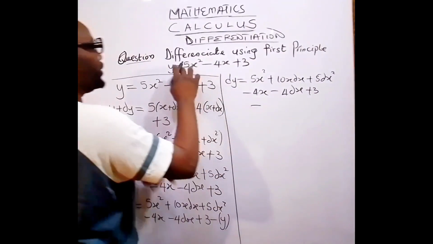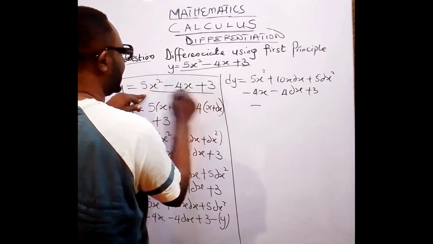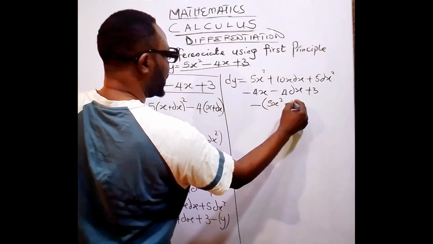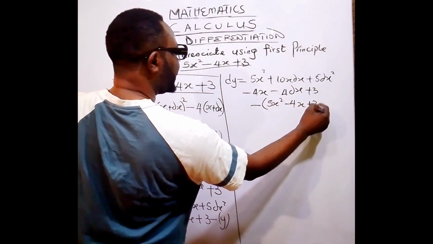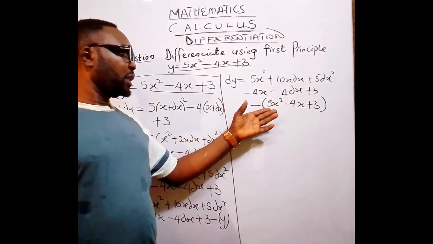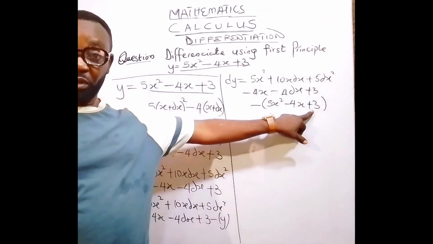Minus, what is the value of y? The question given to us, that is 5x squared. Open the bracket for it: 5x squared minus 4x plus 3. Please take note of this. When you get to this stage, you must make sure you open the bracket for this value that will represent this y here.